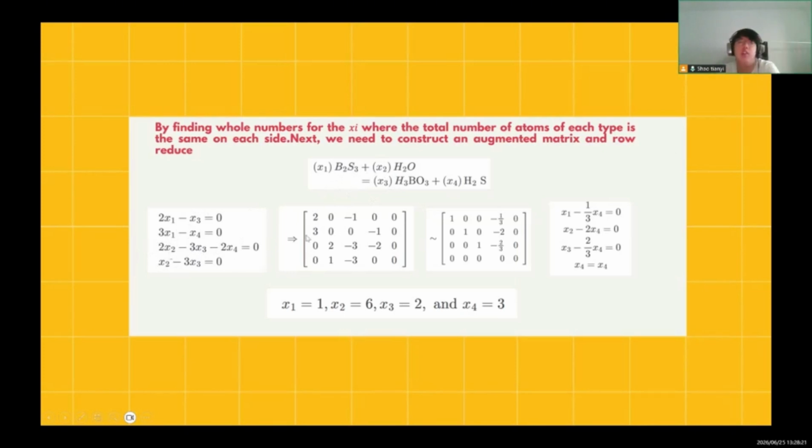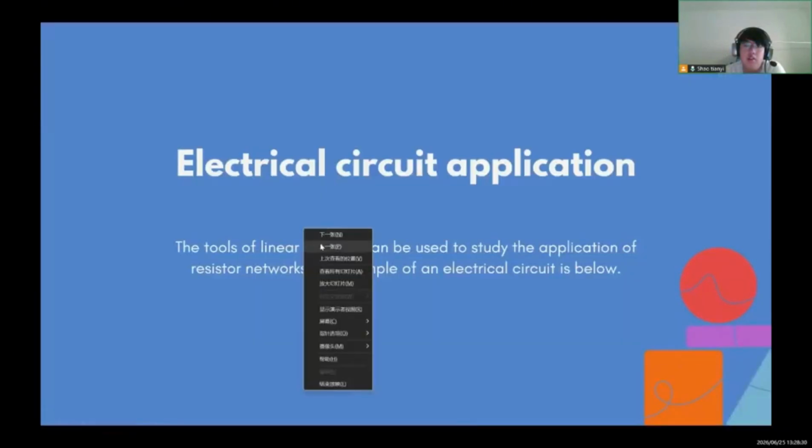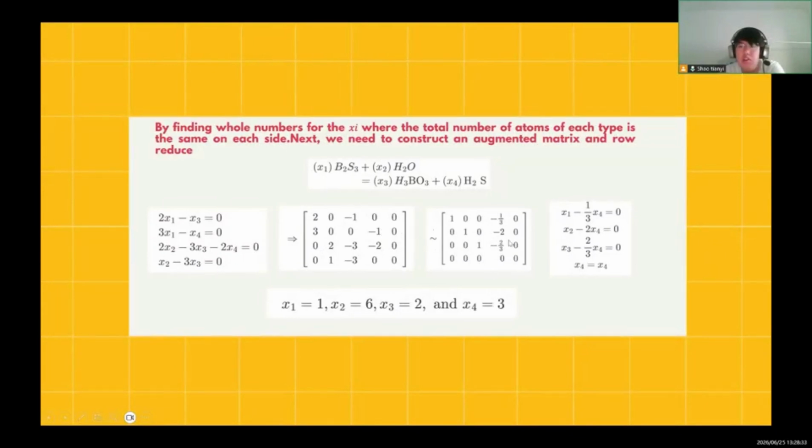We put all these numbers into an augmented matrix, like this. We do row reduction to reach the reduced form, and at last we get a matrix like this, which makes the equations simpler. So we get the relationships between the different x, and one solution is x1 = 1, x2 = 6, x3 = 2, and x4 = 3.